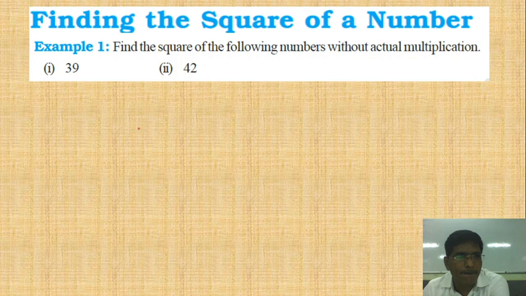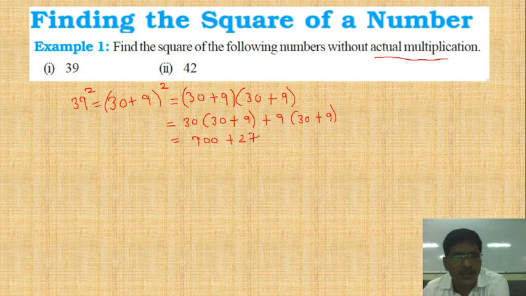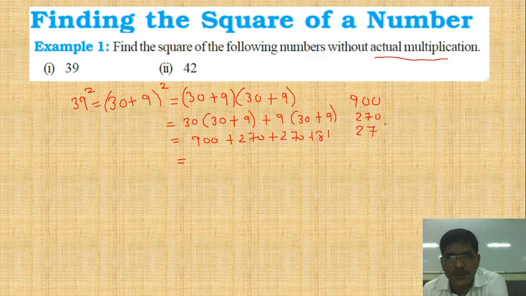So 900, 270, open the bracket, 270 plus 81. Now I have to add it. So 900, 270, 270 and 81. 1, 15 plus 7 is 22, carry 2, 11 and 1, 5, 2, 1.